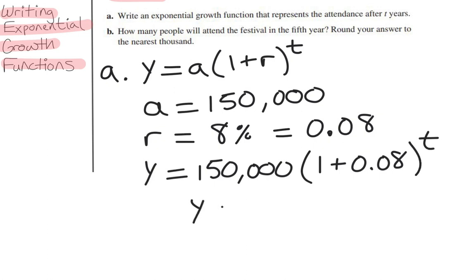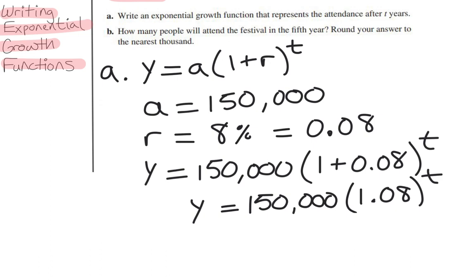And so we'll simplify this a little bit here. 150,000 stays the same, but we can add 1 plus 0.08. That turns into 1.08. And so if nothing ever changed, we would just multiply it by 1, and that would never change. We'd always have 150,000 people that goes to this festival. But if we add 8% every single year, then we're going to multiply by 108%. So they're going to be growing by multiplying the typical attendance by whatever our growth is.